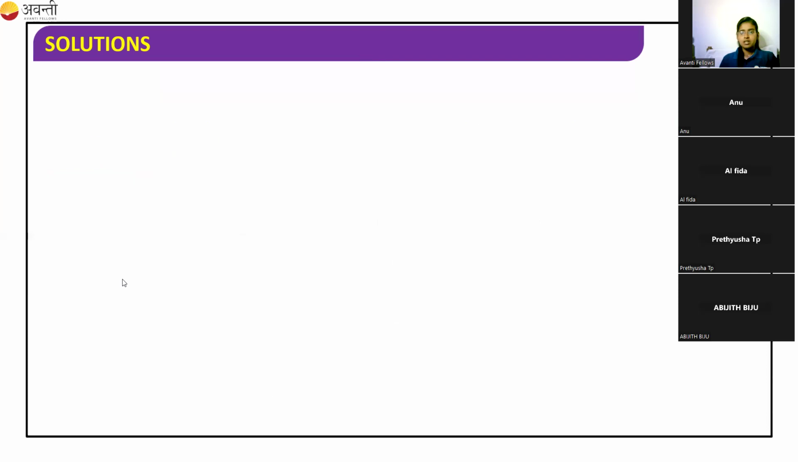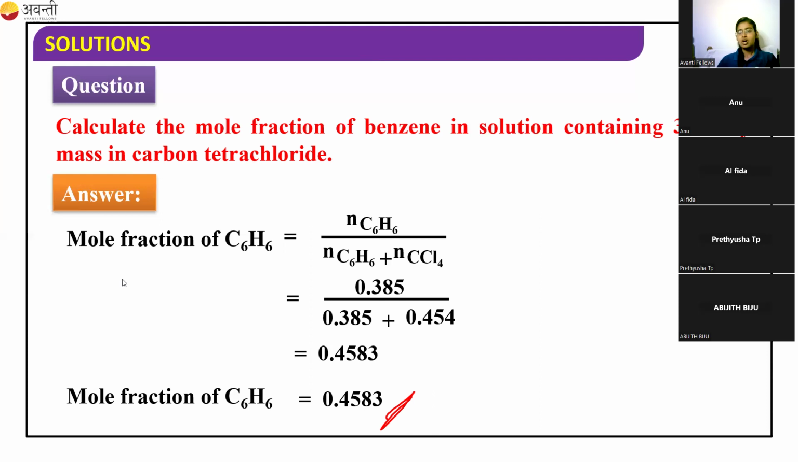So here the mole fraction term is getting over. How many concentration terms have we discussed today? Totally we have 7, and out of 7 we have discussed 5. The first is mass percentage, second is volume percentage, third is mass by volume percentage, fourth is parts per million (ppm), and the fifth is mole fraction. The remaining 2 are molarity and molality. Those 2 terms we can discuss in tomorrow's class, and then move on to the next topic.